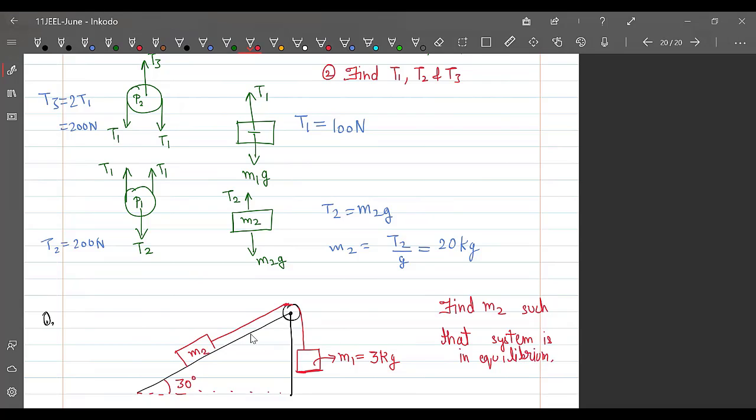Solve it. Easy question है. एक ही रो पे तो टेंशन सेम ही होगा. FBD ड्रॉ करना है दोनों का, and then you have to find the value of M2.